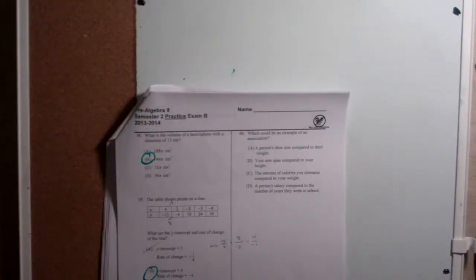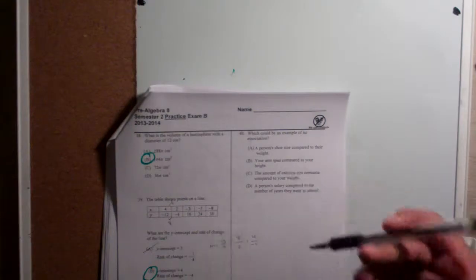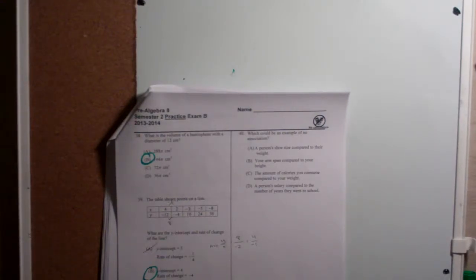Alright, 40, which has an example of no association, so that one does not cause the other. Let's read it. A person's shoe size compared to their weight. Now, we don't normally have shoe sizes compared to weight. This is the actual answer. It does not correspond, it has no association.